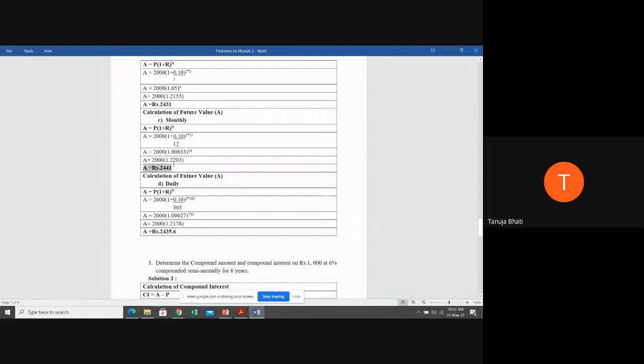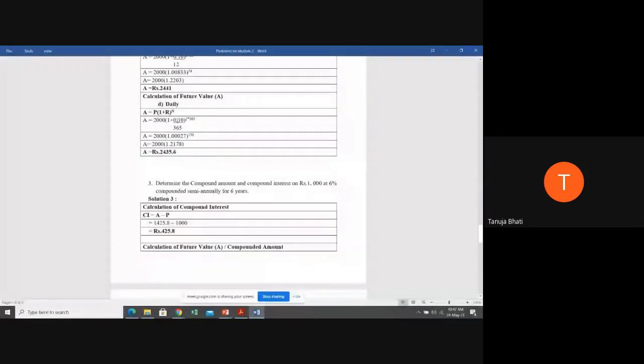Let us see what is the future value if it is compounded daily. Everything remains the same, only R you're going to divide by 365 and N you're going to multiply by 365. So when you divide R by 365, you get 0.02739. Plus 1 when you do, it is 1.00027 raised to 730. How did you get 730? It is 365 into 2.